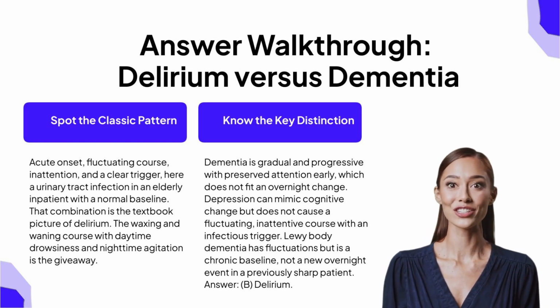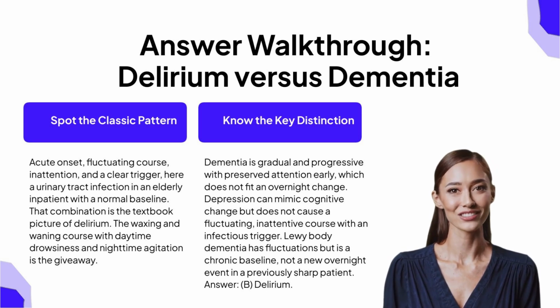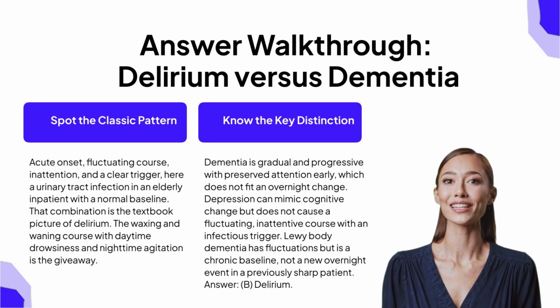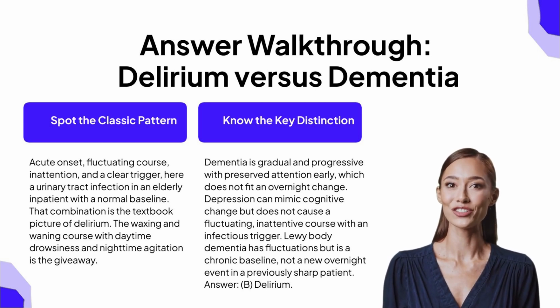Lewy body dementia does have fluctuations, but it is a chronic baseline, not a brand new overnight event in a previously sharp patient. The correct answer is B, delirium. Whenever you see acute plus inattention plus a trigger, choose delirium.